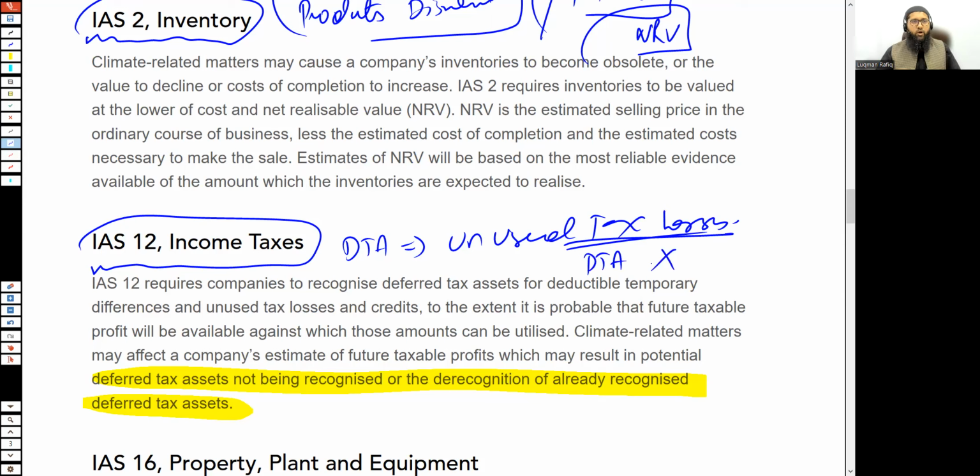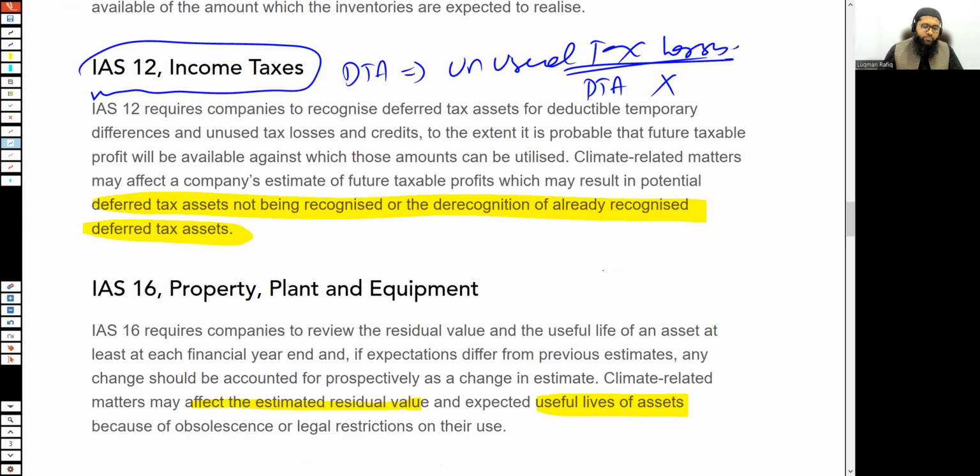You need to recognize that the deferred tax asset has to be recognized on unused tax losses which are going to be offset in the future periods. But in case those unused tax losses are not going to be offset in the future periods, then that means you cannot recognize it. So that is also something that you would have to keep in mind.